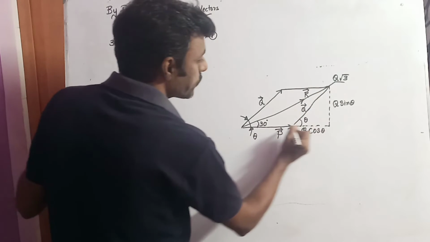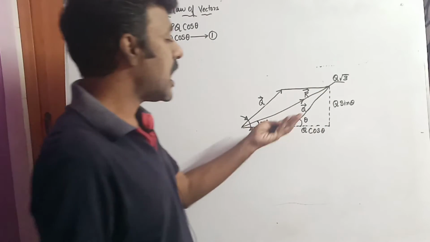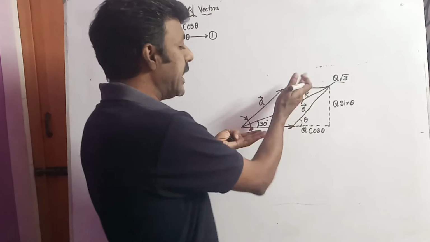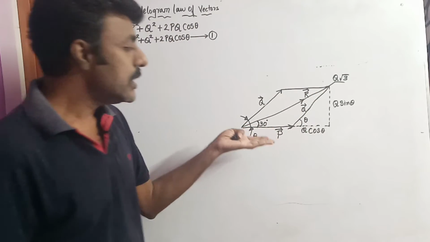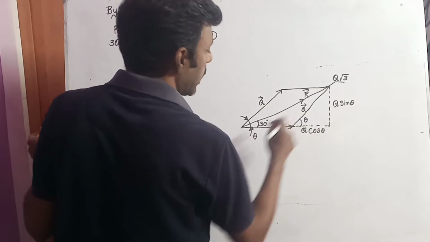So now what I'm going to do is consider this major triangle, where there is an inclination of 30 degrees, the resultant vector which is inclined at an angle of 30 degrees with the p vector. So I'm going to consider this big triangle.